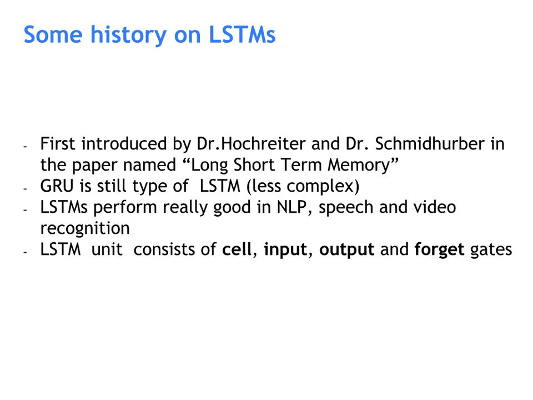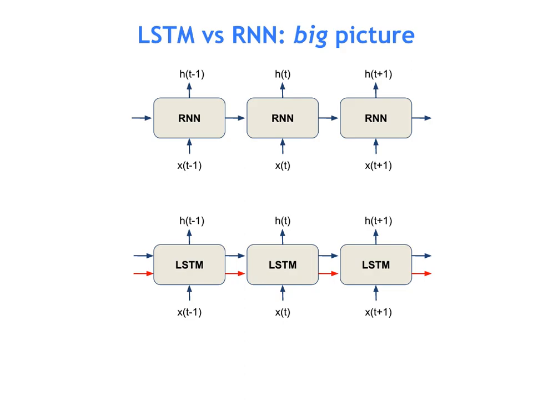The difference from GRU is LSTM has three gates: input, output, and forget gates. Now we'll start from very simple. If we look at the RNN and the LSTM as a unit, each of them, it's a big picture of RNN versus LSTM. It's exactly the same, except there is only one difference. If you look at the big picture, there's a red line. So we have two connections between two LSTMs.